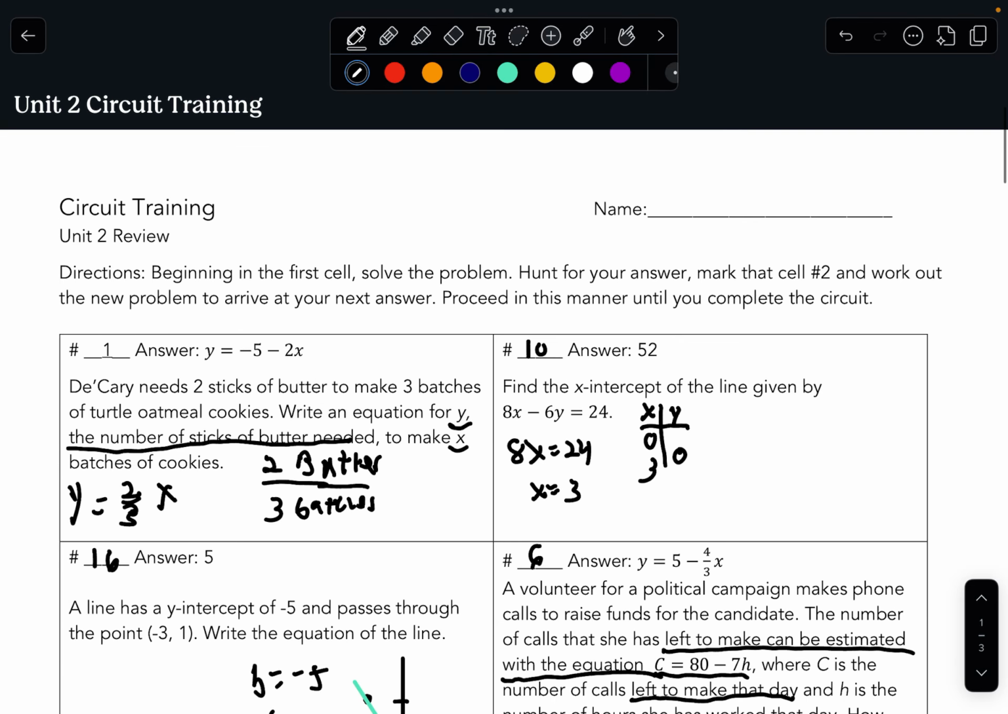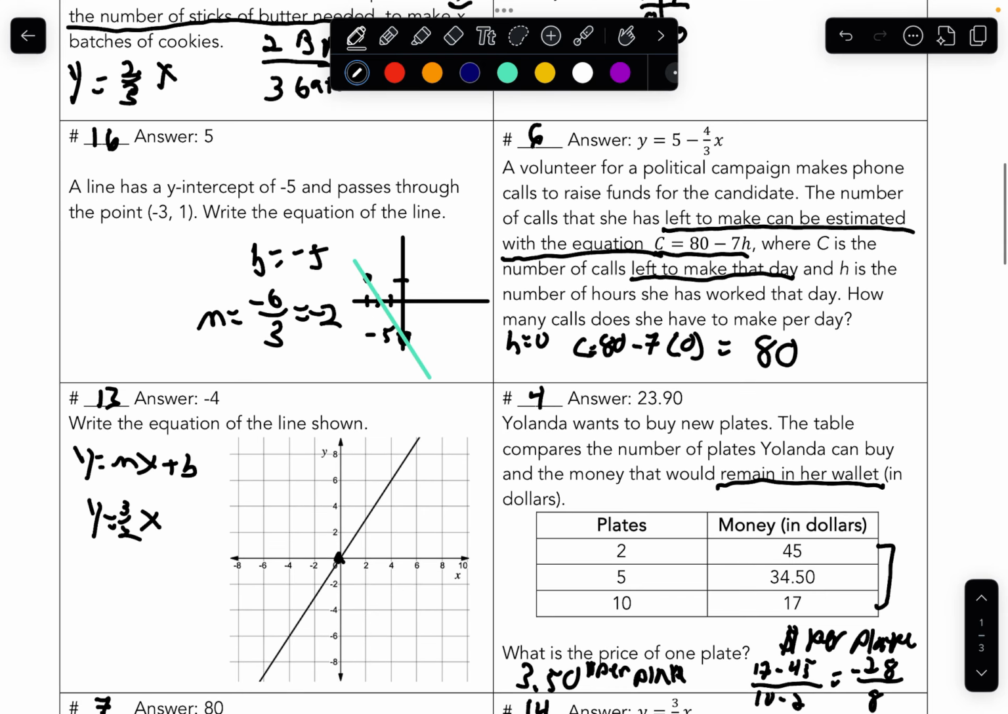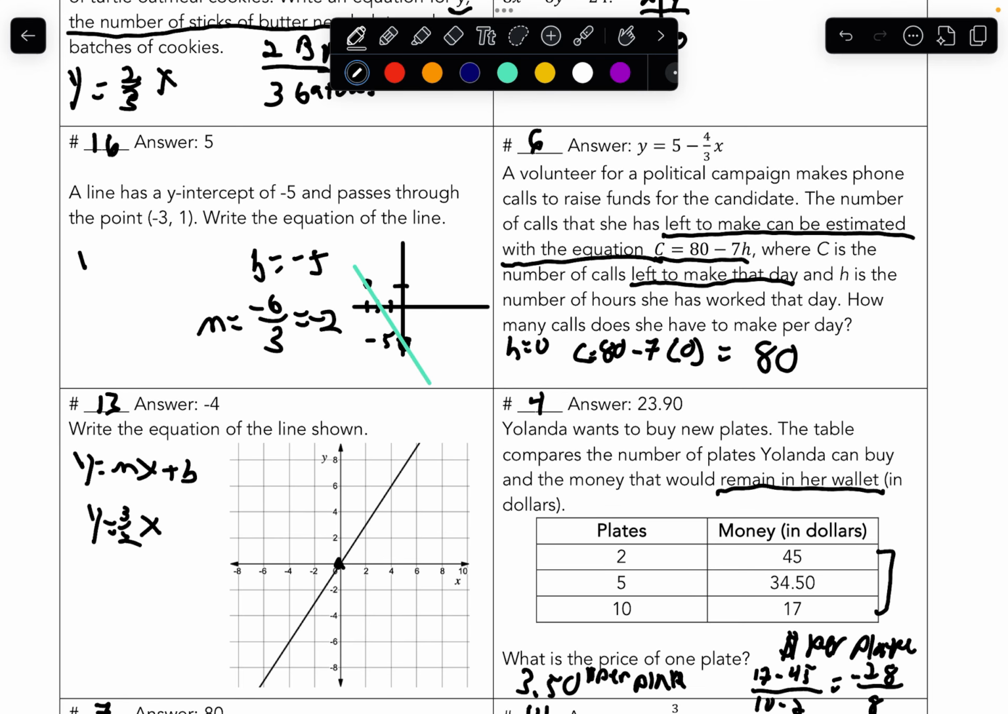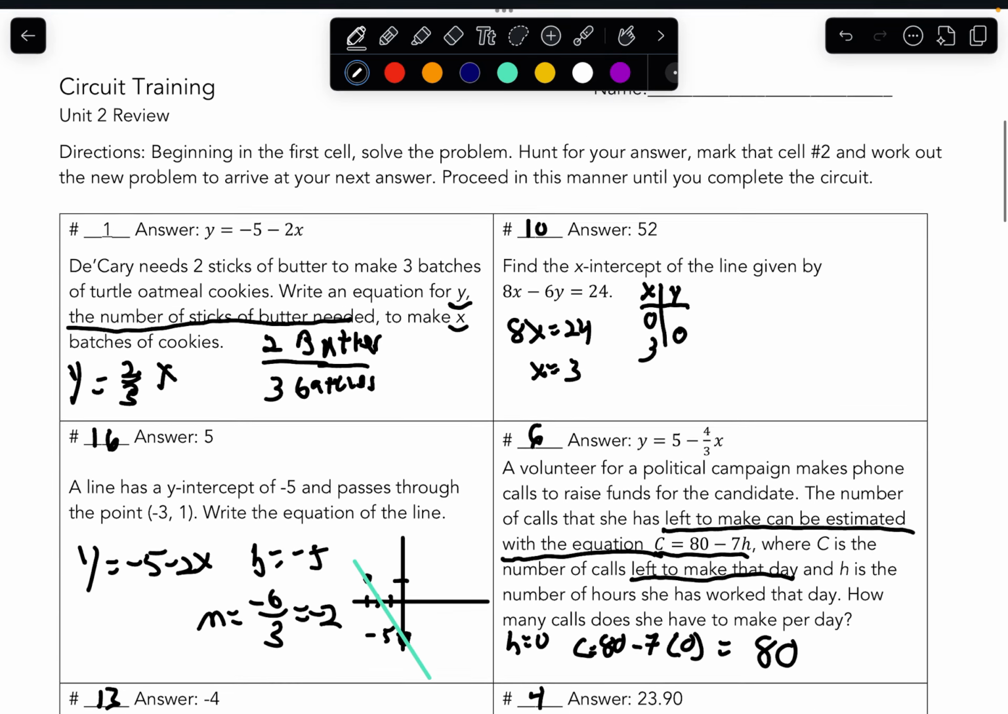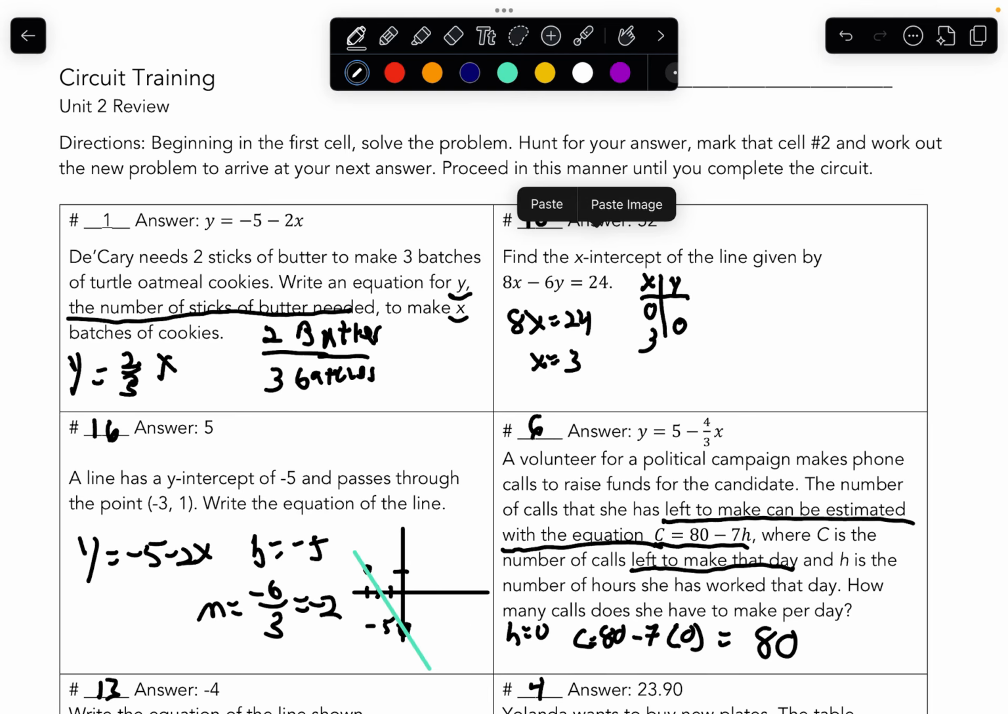And -2 is the slope. We got the y-intercept. We can write the equation. Y equals -5 minus 2x. All right, we look for that answer, and it's right above, and we completed the circuit.